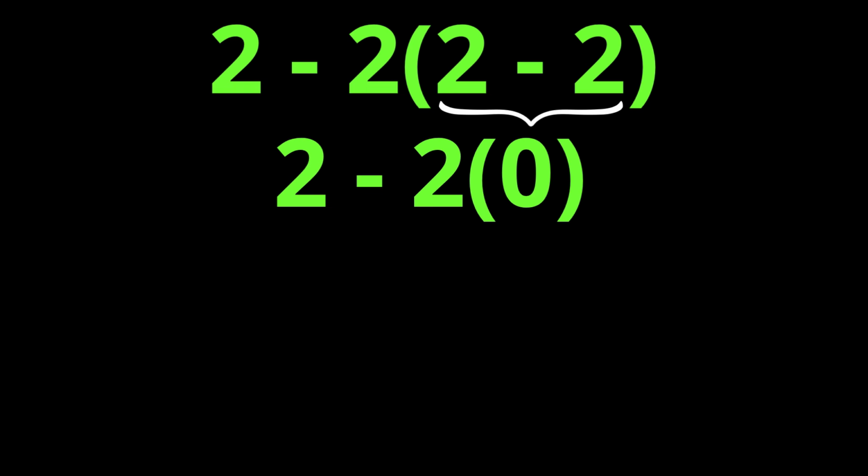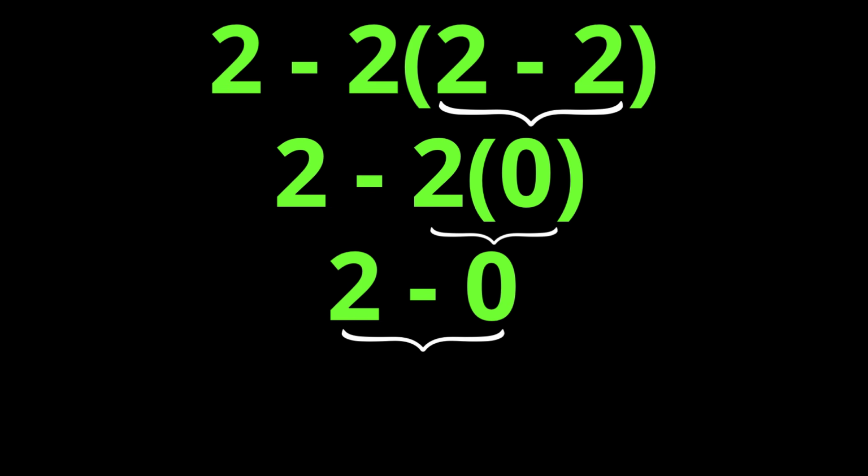In this expression, there is one subtraction and one multiplication. According to PEMDAS, multiplication has a higher priority than subtraction. So we first perform the multiplication, then the subtraction. 2 multiplied by 0 gives us 0. And finally, 2 minus 0 gives us 2, which is our final answer.